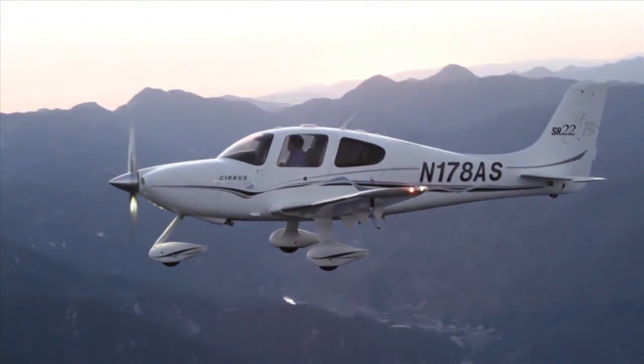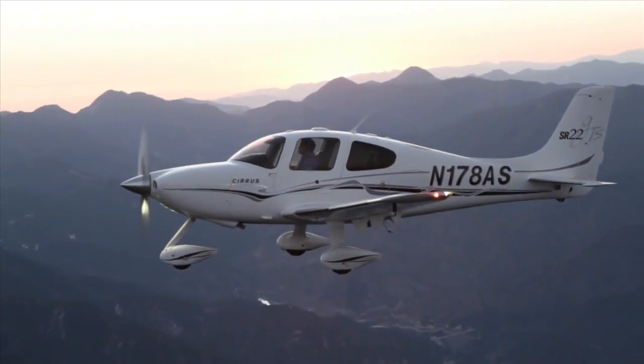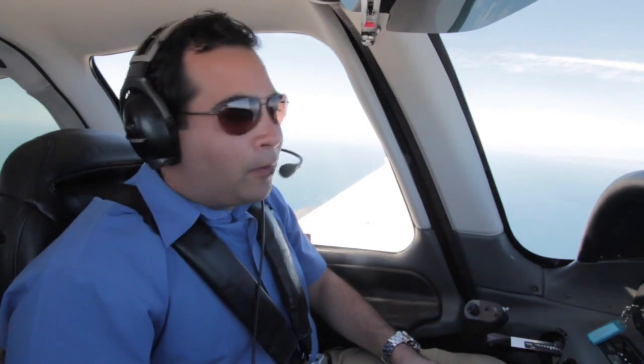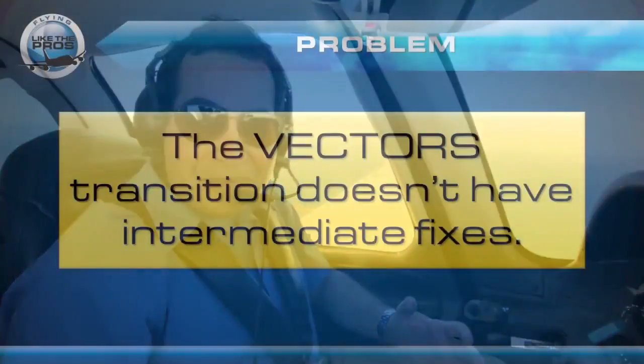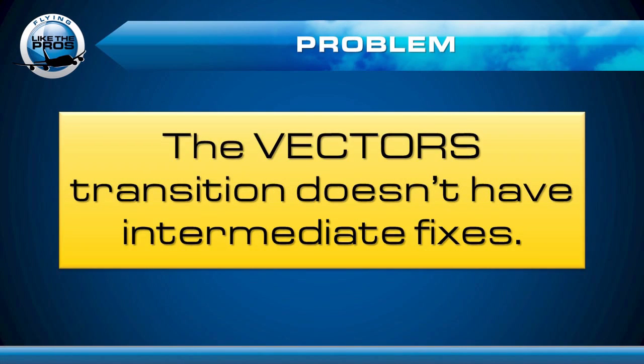78 Alpha Sierra, expect vectors for the ILS runway 28 right. This is where the manual says to load the vectors transition and then activate vectors to final. But I don't, and here's the reason why. The problem is the vectors transition doesn't have intermediate fixes.